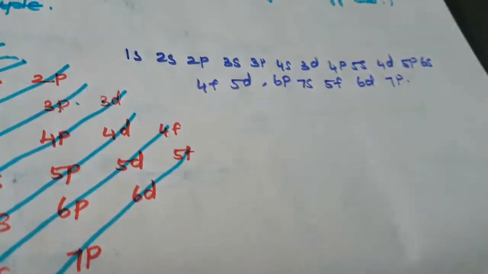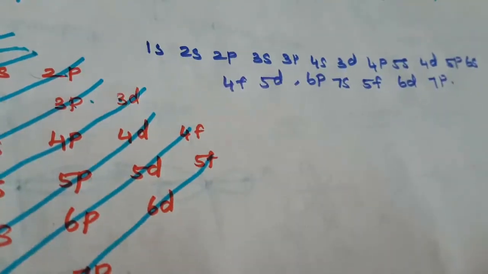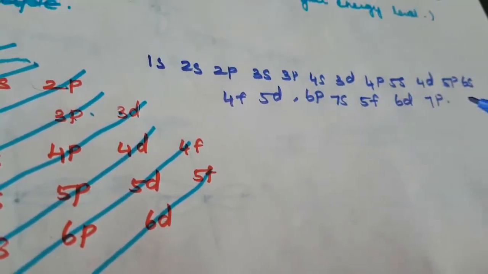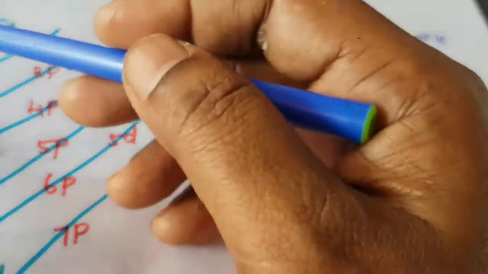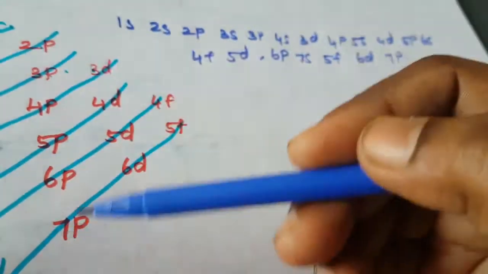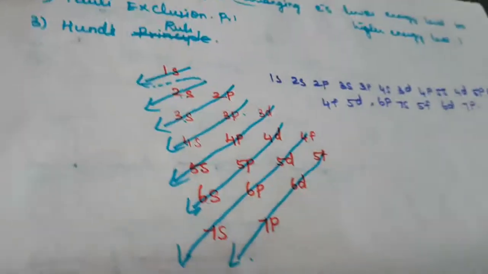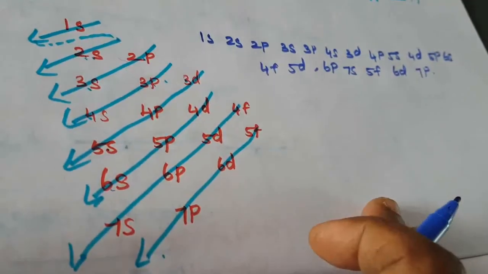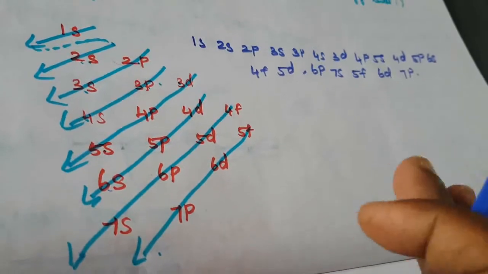What is the meaning of that? You can write the order from lower energy level to higher energy level. This is the increasing energy level order. You can easily understand that. This is the way you can easily write and remember the electronic configuration. Using this Aufbau principle, how do we write the electrons?